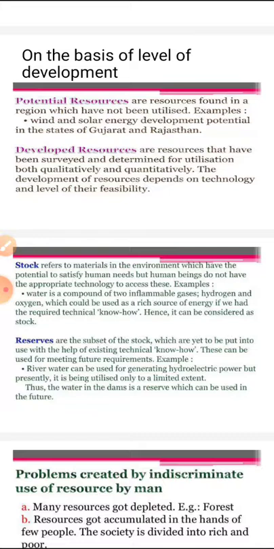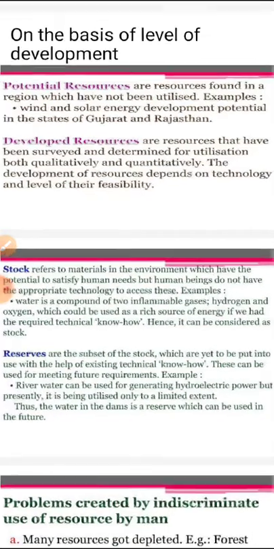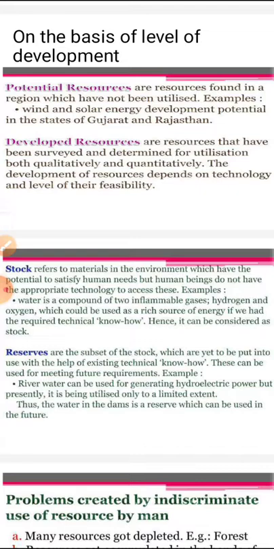First one is the potential resources. These are the resources which are likely to exist in an area. If you want, you can take the example of Gujarat and Rajasthan. These two states have maximum potential to generate solar energy and wind energy. But as surveying and mapping have not been done, we don't have the exact figure of the quantity of energy that can be generated.